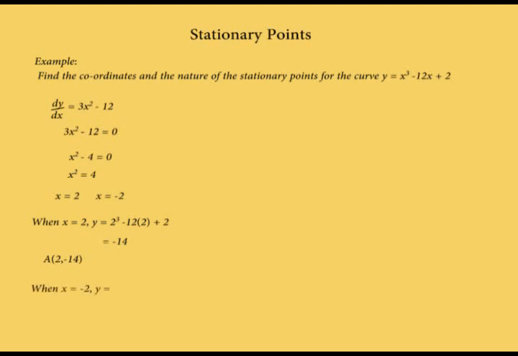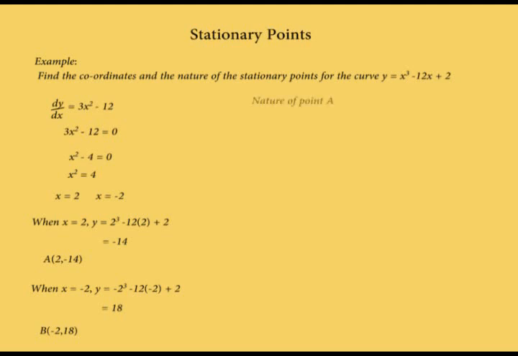When x is negative 2, what will be the y coordinate? Substitute y is equal to minus 2 cubed minus 12 times minus 2 plus 2, which will give us 18. And so the other stationary point has coordinates (-2, 18). Let's call it B.